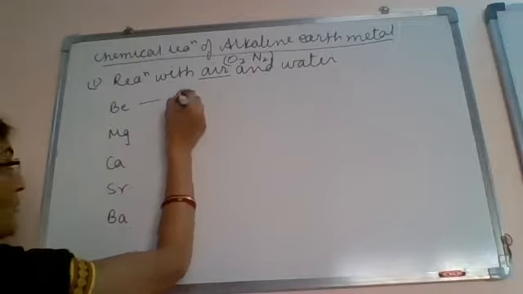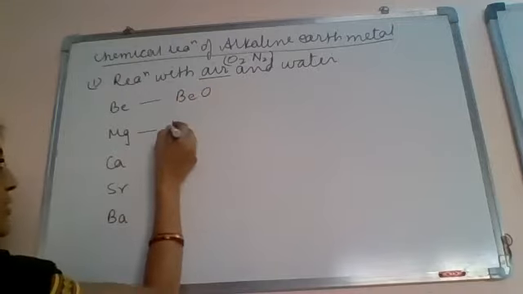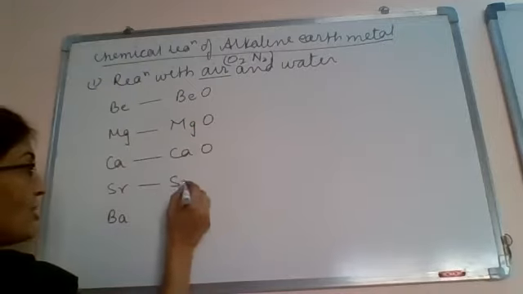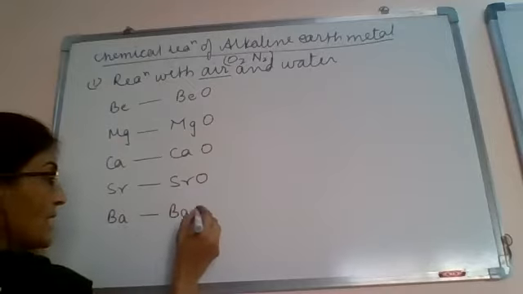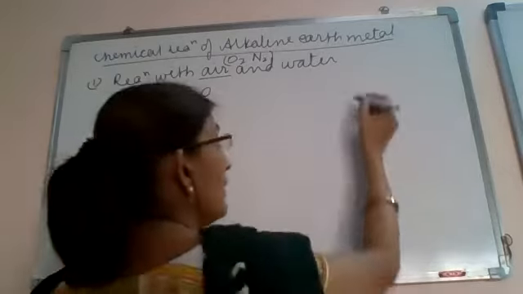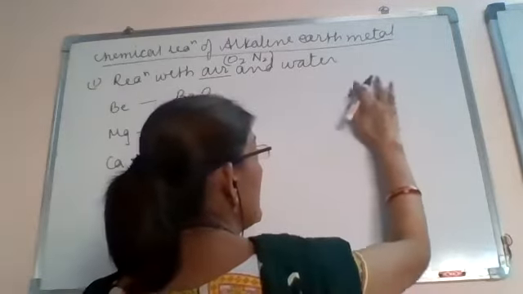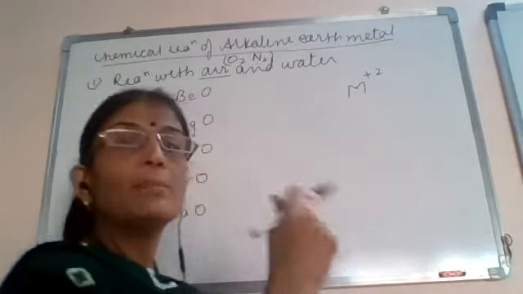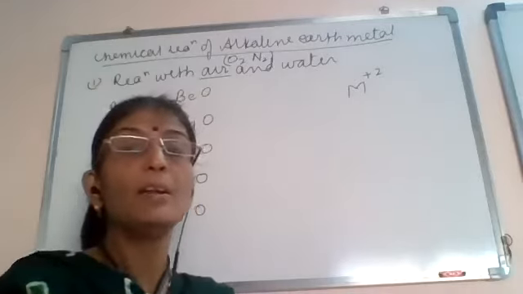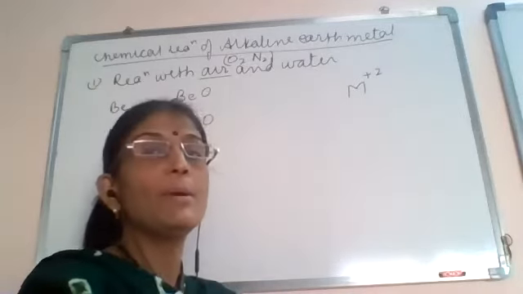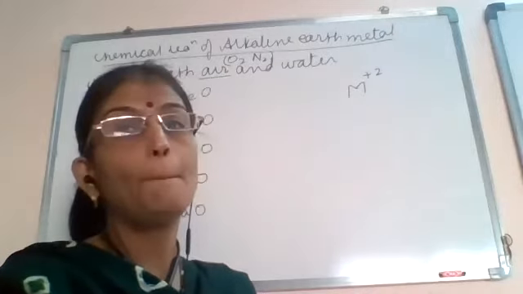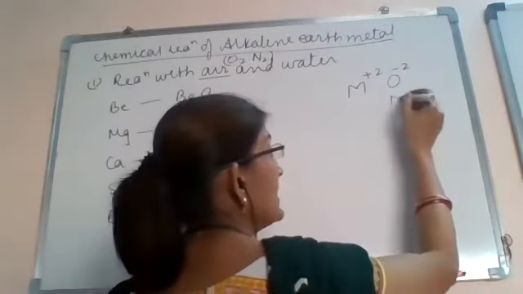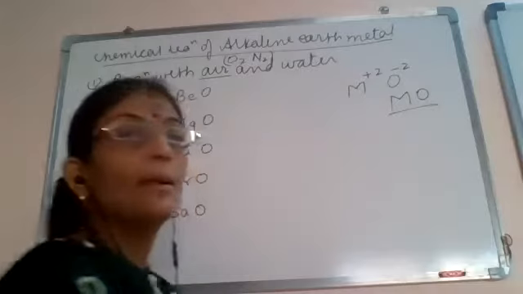What's the formula of beryllium oxide? BeO. Magnesium oxide? MgO. Calcium oxide? CaO. Strontium oxide? SrO. Barium oxide? BaO. How are we writing this formula? We know for second group elements, all metals, when indicated as M, have valency +2. Beryllium, calcium, magnesium, what's the valency of these elements? Fixed valency, only one valency for all these elements, and that is +2. Oxygen we know has valency -2. So its formula is MO, that is metal oxide.